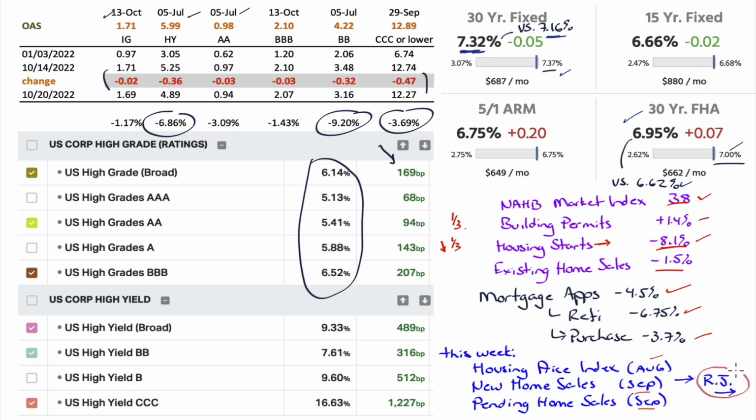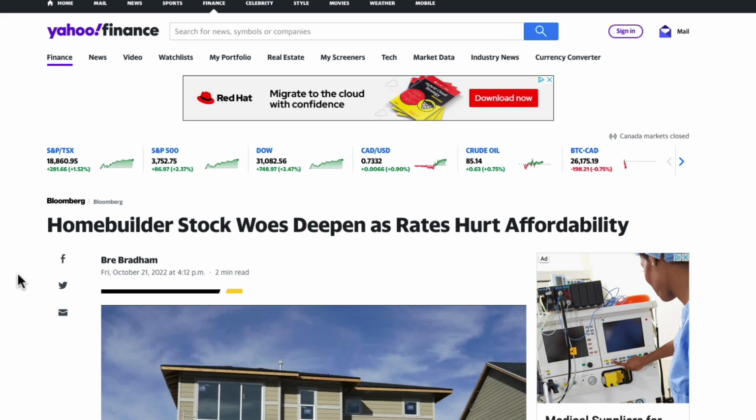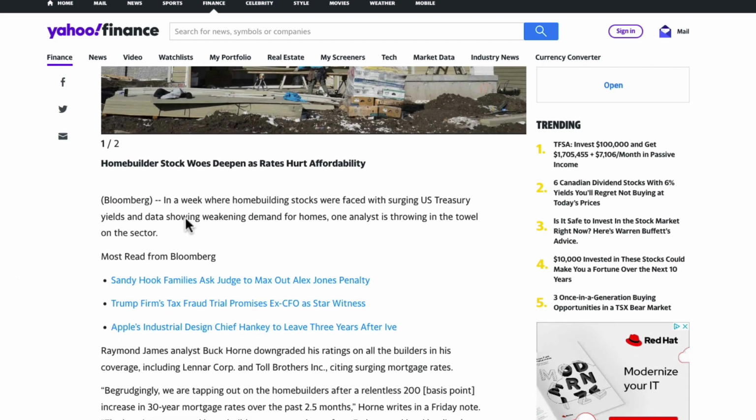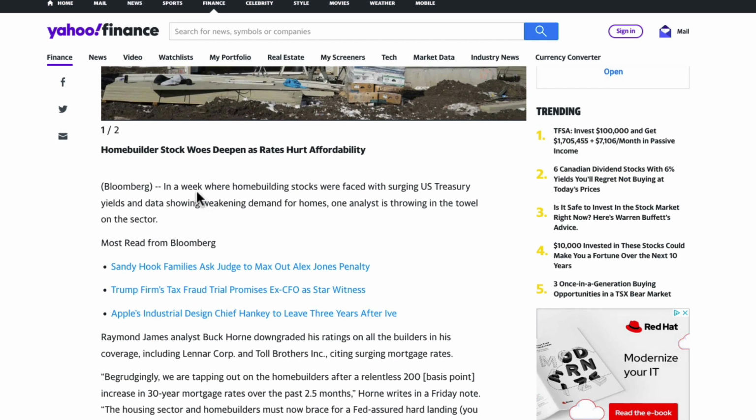And on Thursday night, I think it was, or Friday morning, a housing sector analyst from Raymond James pretty much downgraded every home builder. So let's read the news release for that. Okay, home builder stock woes deepen as rates hurt affordability. This is cited from Bloomberg on Yahoo Finance, but the source is Bloomberg. In a week where home building stocks were faced with surging U.S. Treasury yields and data showing weakening demand for homes, one analyst is throwing in the towel on the sector.